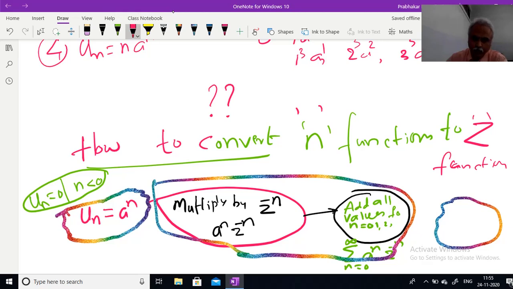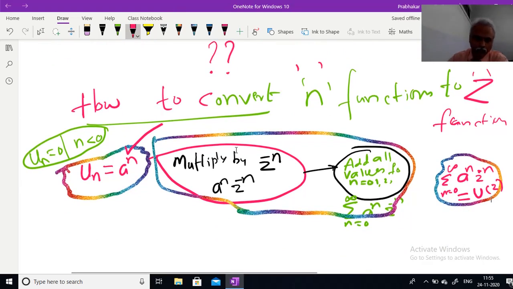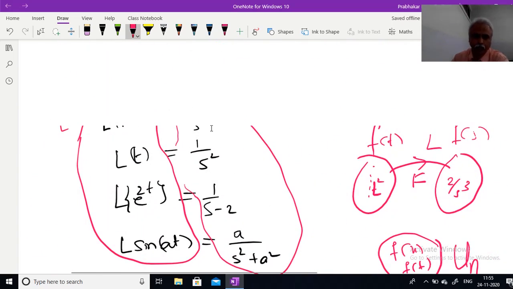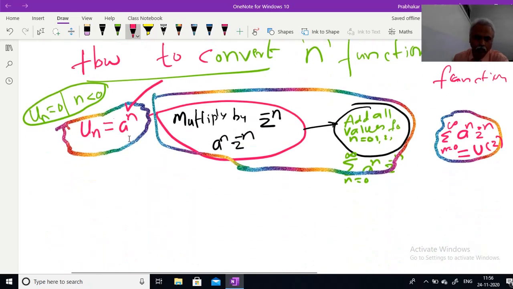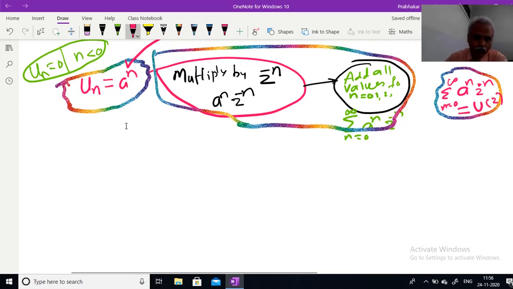So what we got exactly is, after multiplying, a raised to n has changed to a raised to n, z raised to minus n, and we are adding all these for n equal to 0 to infinity. Whatever function of z we get will be something in terms of z. So are you not curious exactly what function of z we are going to get? Corresponding to the t function in Laplace, there is an s function. Corresponding to the n function in z transform, there is a z function. So let me solve your curiosity.